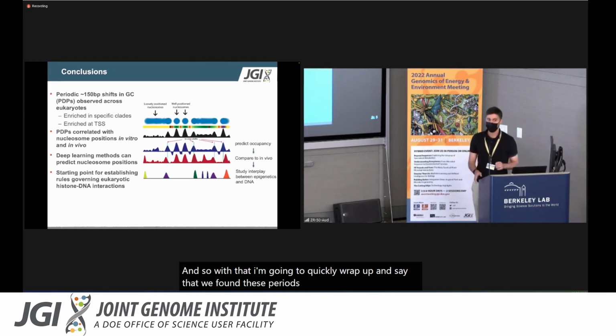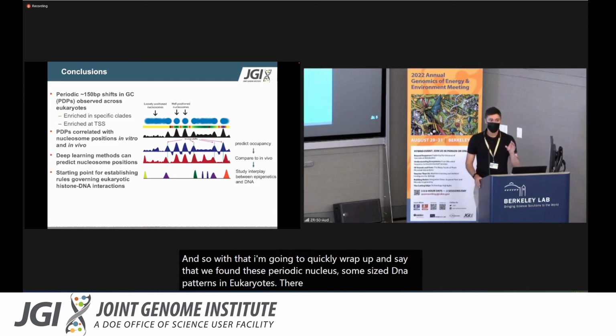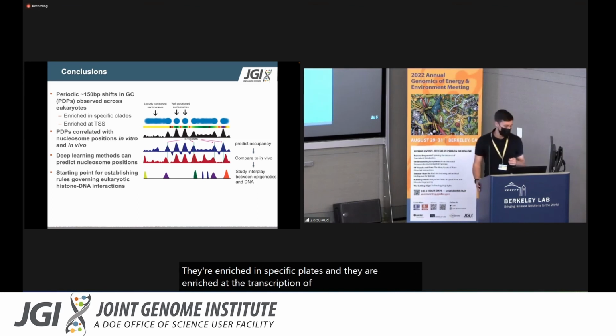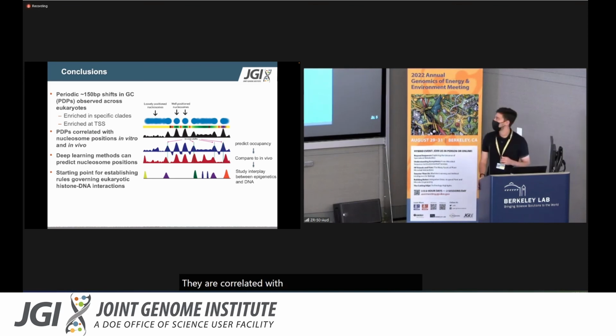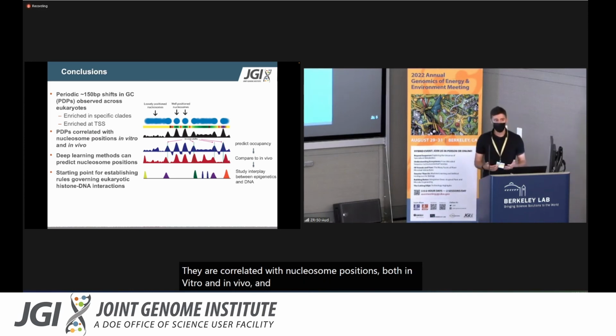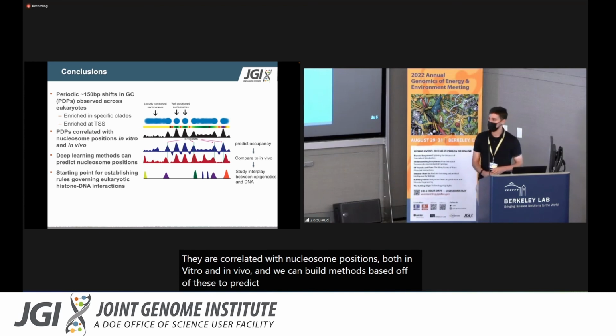periodic nucleosome-sized DNA patterns in eukaryotes. They are enriched in specific clades, and they are enriched at the transcriptional start site. They are correlated with nucleosome positions, both in vitro and in vivo. And we can build methods based off of these to predict nucleosomes more accurately in eukaryotic genomes.